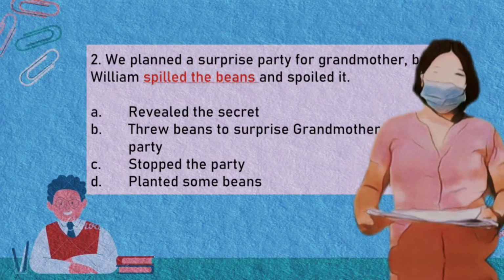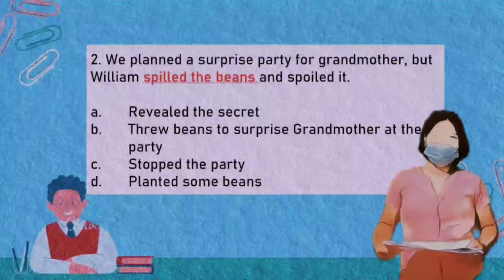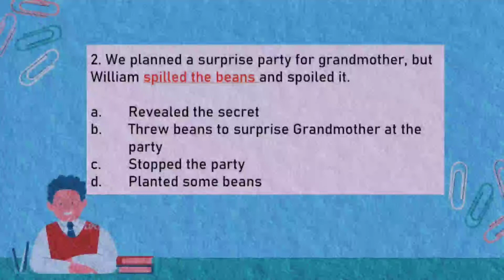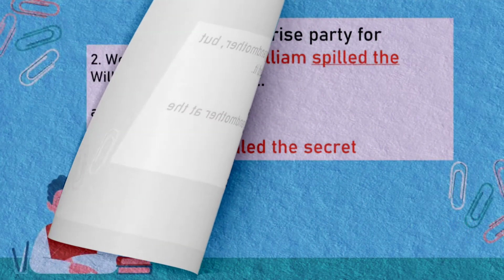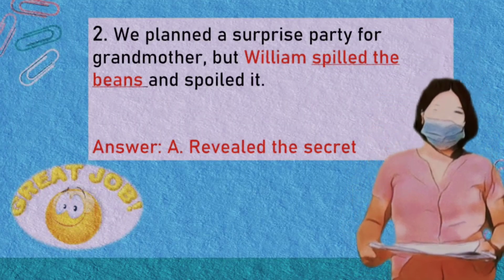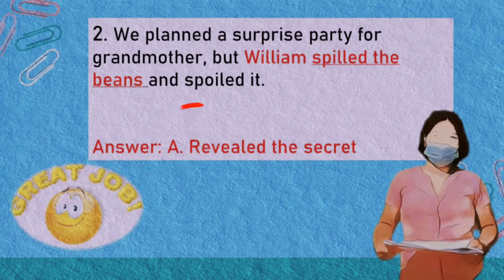Question number 2. We planned a surprise party for grandmother, but William spilled the beans and spoiled it. A. Revealed the secret. B. Threw beans to surprise grandmother at the party. Letter C. Stopped the party. Or letter D. Planted some beans. Let us check your answer. And the correct answer for number 2 is letter A, revealed the secret.